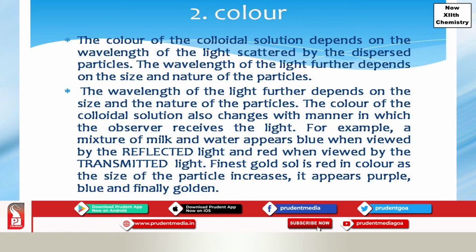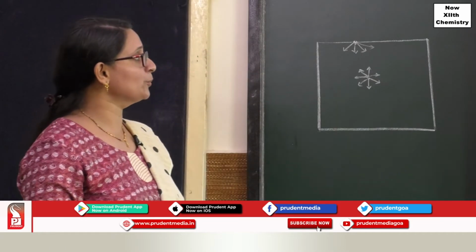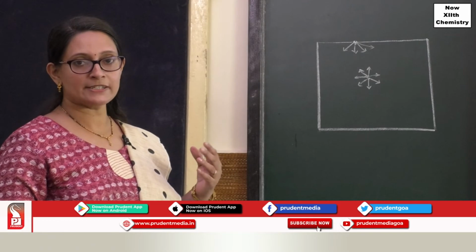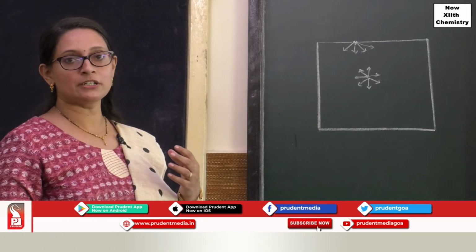Now, the color of a colloidal solution depends on many factors. It depends upon the size of the colloidal particles, and upon the wavelength of the light which is used. It also depends upon the way in which the observer sees the light, whether he observes the transmitted light or the reflected light. Here are some examples. A mixture of milk and water appears blue when viewed by reflected light. But if the same mixture is observed by transmitted light, it appears red in color. So, here which factor is affecting the way in which the observer sees the light?